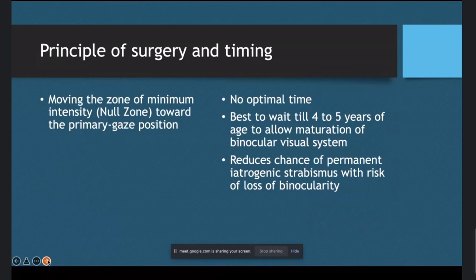If the patient has to do this, you just shift it like this so that the head becomes straight. There is no optimal time. And as I already told you, we wait till 4 to 5 years of age to allow maturation of the binocular visual system. Thereby, you reduce the chance of permanent iatrogenic strabismus with risk of loss of binocularity.